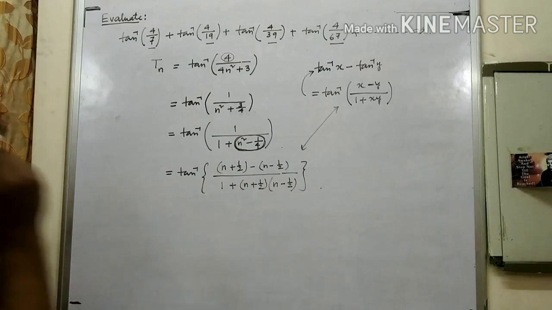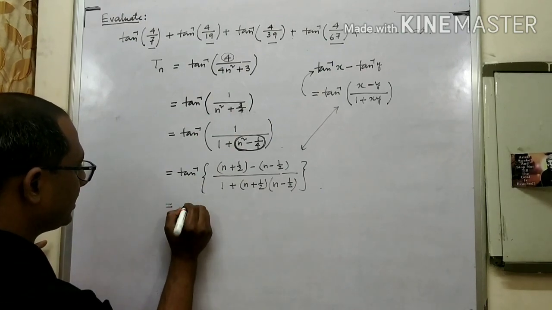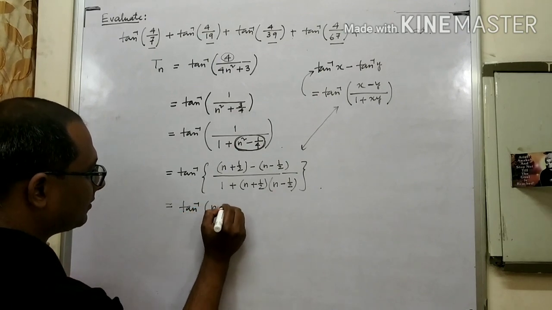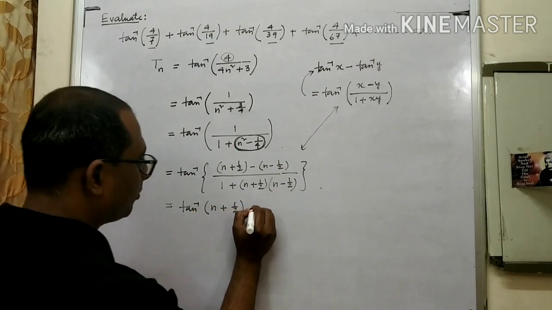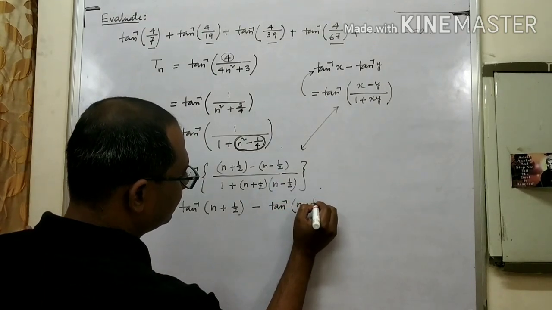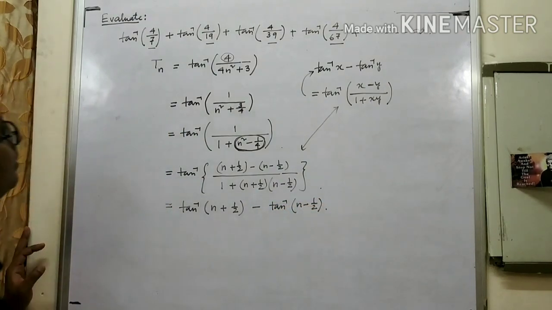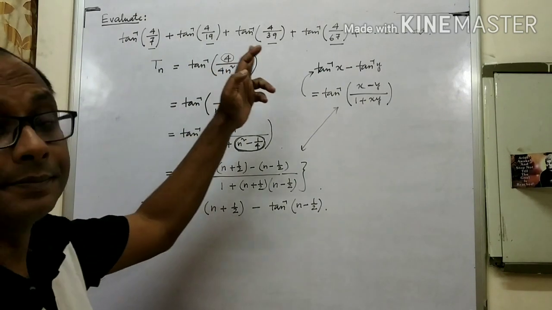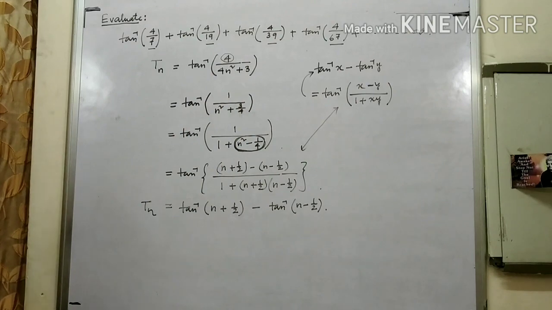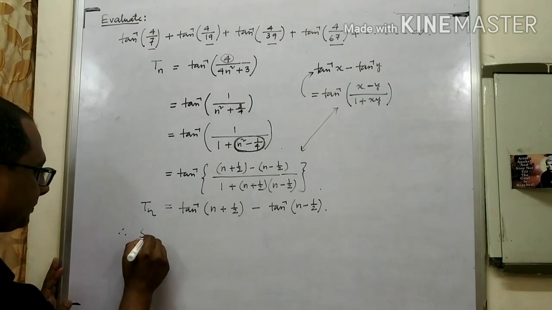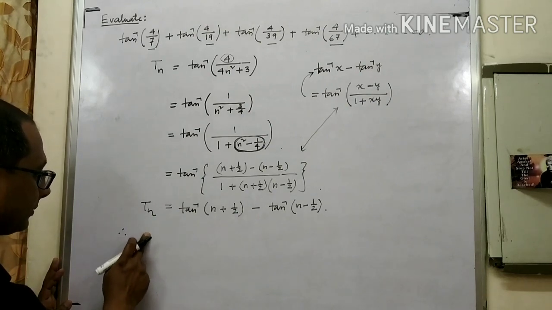Okay, so from this step I can write tan inverse of n plus half minus tan inverse of n minus half. Okay, this is my Tn. I have to get Sn. Okay, let me find out Sn then. Therefore Sn. Okay, how do I get Sn?